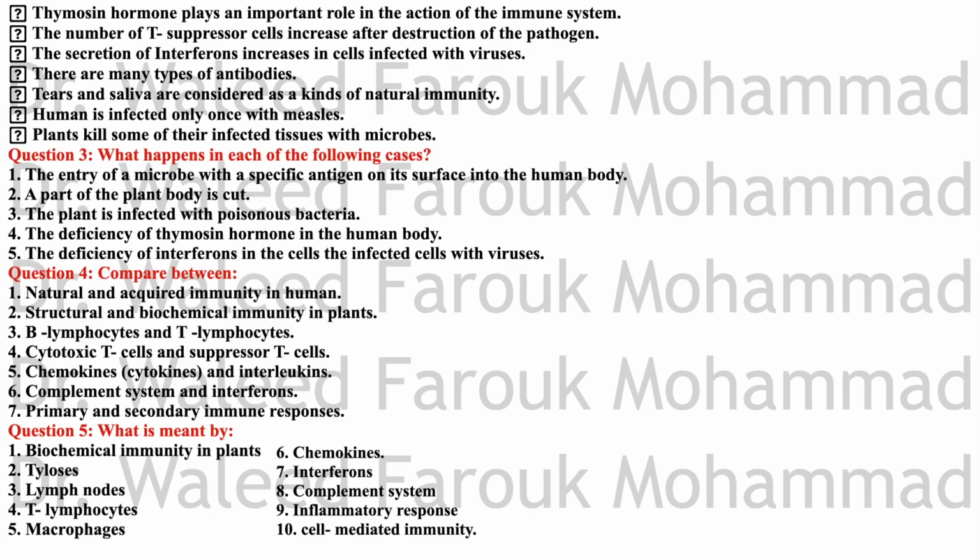Okay. Thymosin hormone plays an important role in the action of the immune system because it stimulates the maturity of lymphoid stem cells to T cells and their differentiation into different types inside the thymus gland. The number of T suppressor cells increase after destruction of the pathogen. Remember, the T suppressor cell, it inhibits immunity.